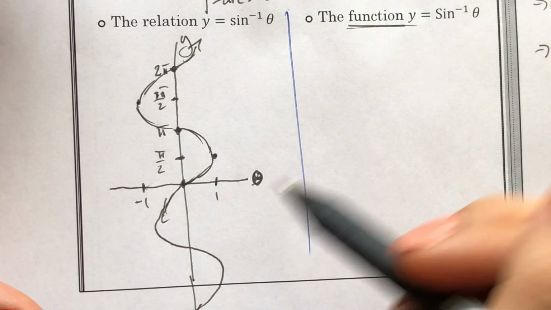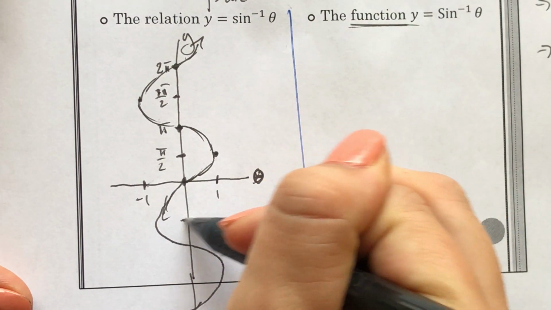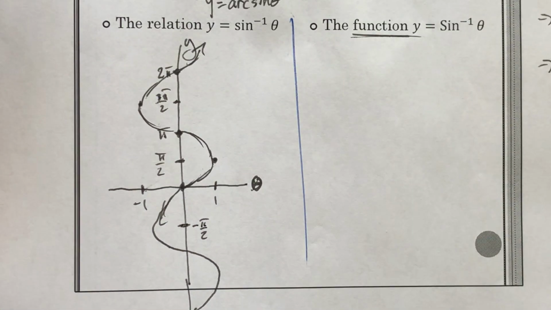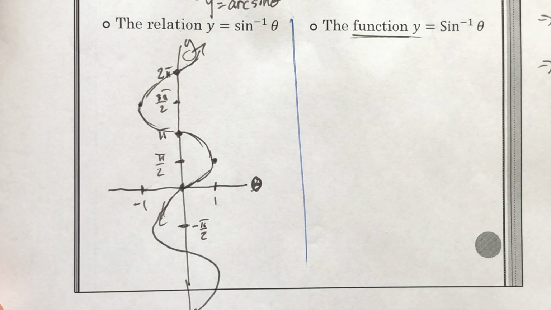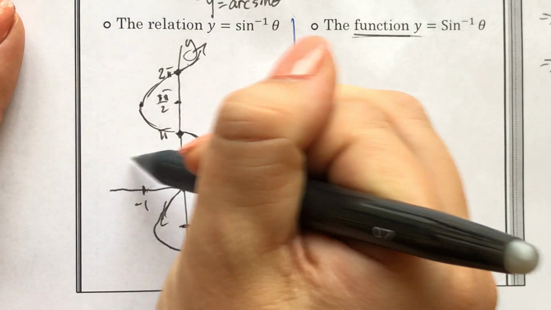Okay, so let's see. Spoiler alert, the answer is -pi over 2 to pi over 2. That's how I'm going to limit the range. If I limit the domain, I still have things on top of each other. But if I limit the range, I don't.